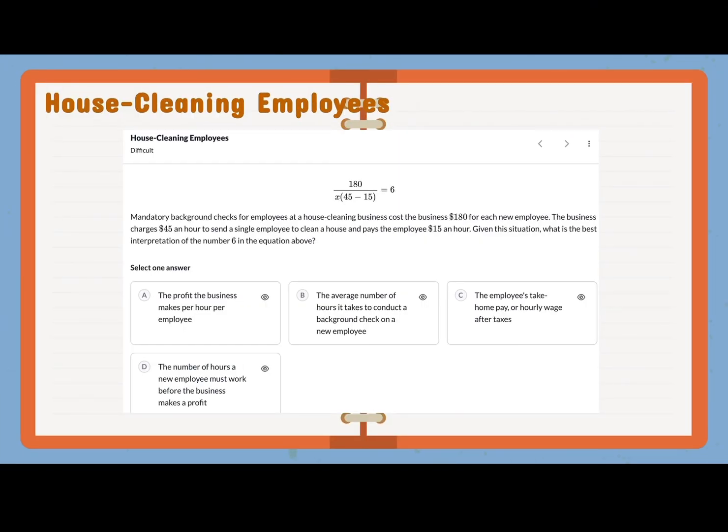Okay, we have house cleaning employees here. Mandatory background checks for employees at a house cleaning business cost the business $180 for each new employee. The business charges $45 an hour to send a single employee to clean the house and pays the employee $15 an hour. Given this situation, what is the best interpretation of the number 6 in the equation above?